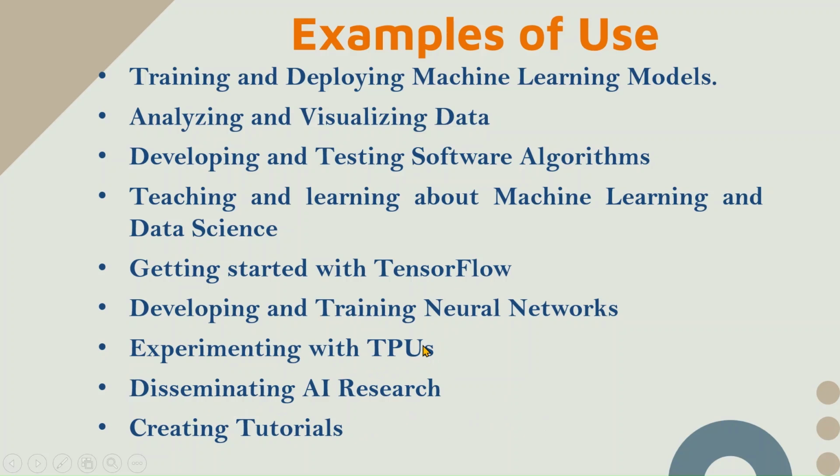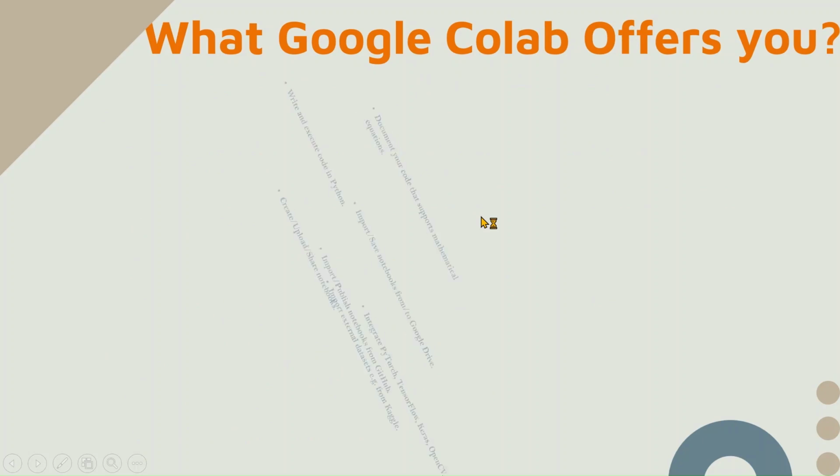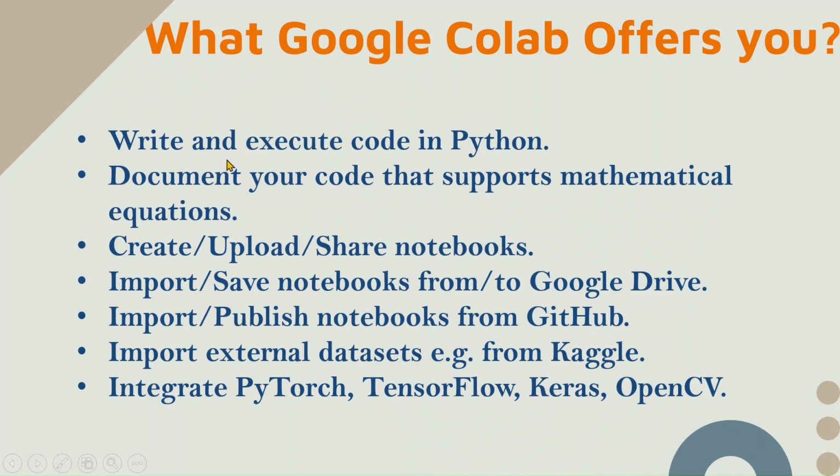Also, you can use the Google Colab platform in order to develop your applications. Now, what does Google Colab offer you? It offers to write and execute code in Python. Documenting your code, which supports mathematical equations, can also be done. Then you can create new notebooks, that's a Python application, or you can upload notebooks, or share notebooks. Then you can save those notebooks into Google Drive, import or publish notebooks from GitHub, and import external datasets from Kaggle or other repositories.